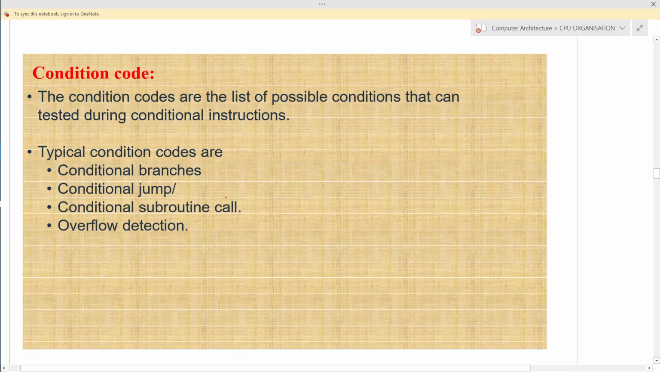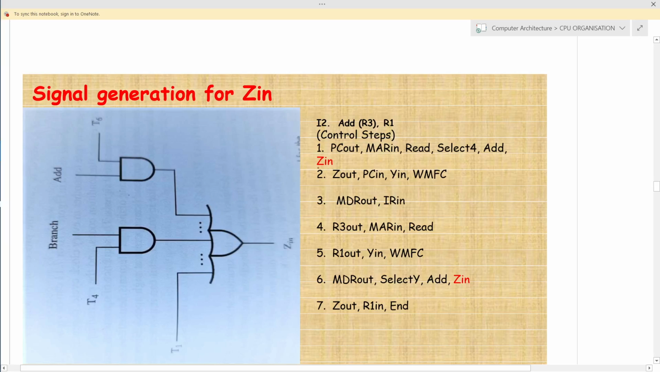So let's take one example. This is an example we have already discussed: performing addition by reading the content from a memory location whose address is placed in a register, and placing the value in another register. Here, if you mark, you can find that we are getting the Z-in signal. We record the Z-in signal in step number 1, and in step number 6. And we may record the Z-in signal when a branch occurs. So this is represented like this.